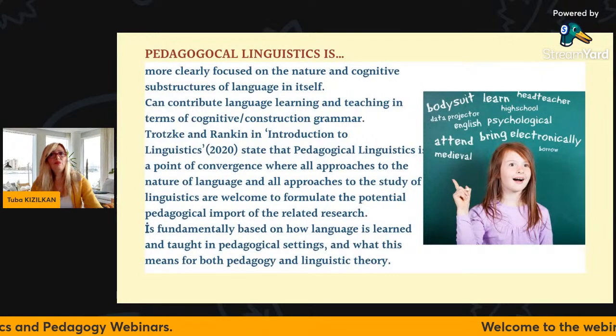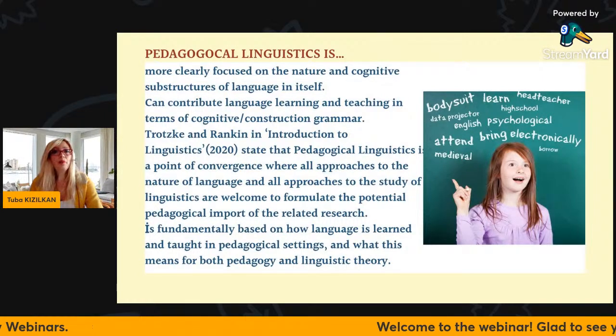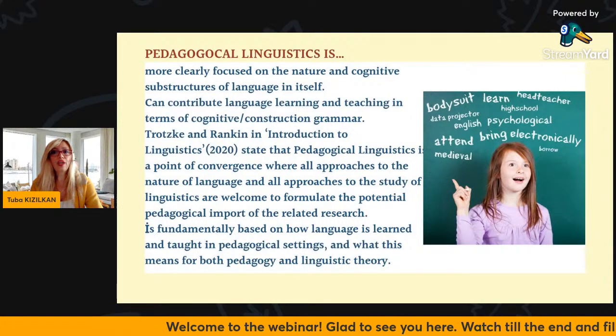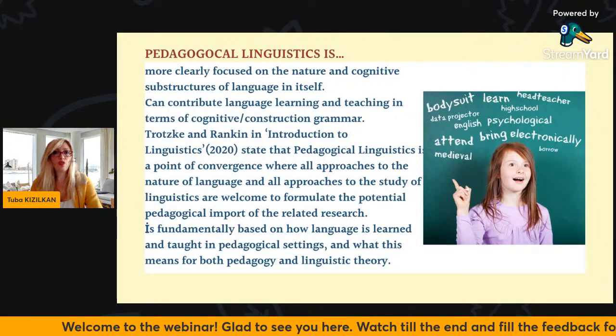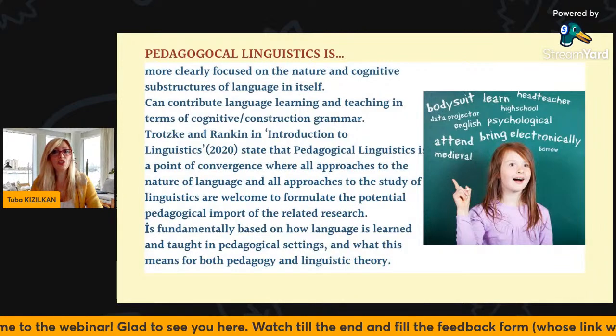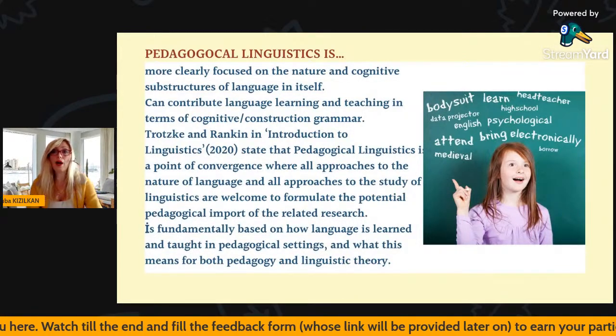And some more information about pedagogical linguistics is it's more clearly focused on the nature and cognitive substructures of language in itself, and it can contribute to language learning and teaching in terms of cognitive and construction grammar.